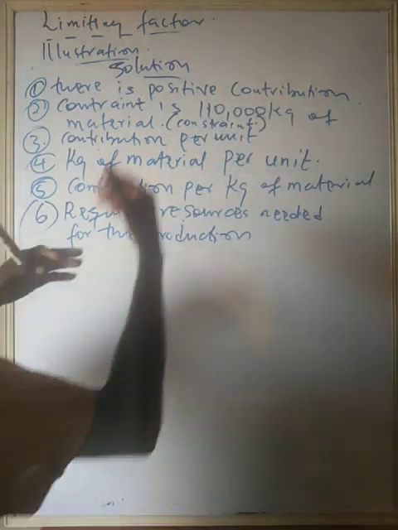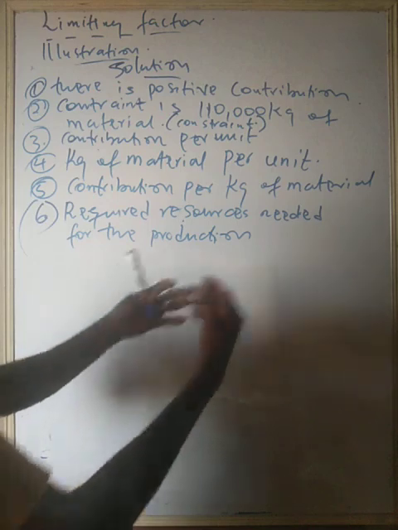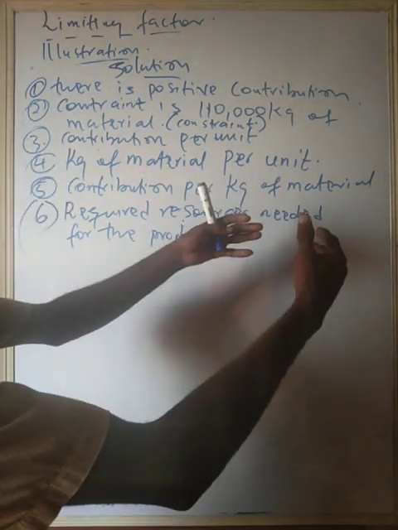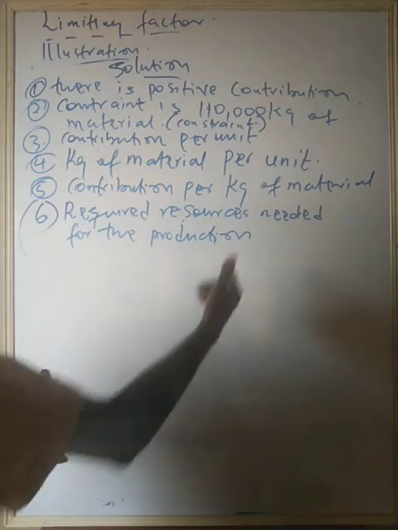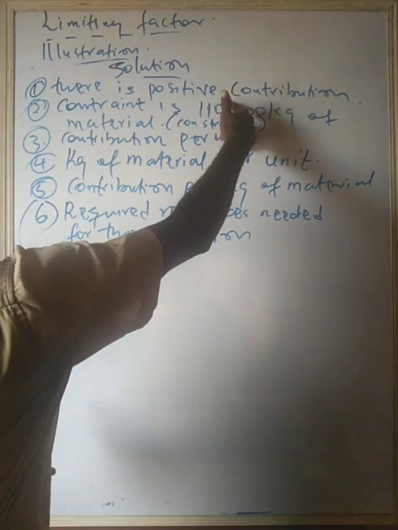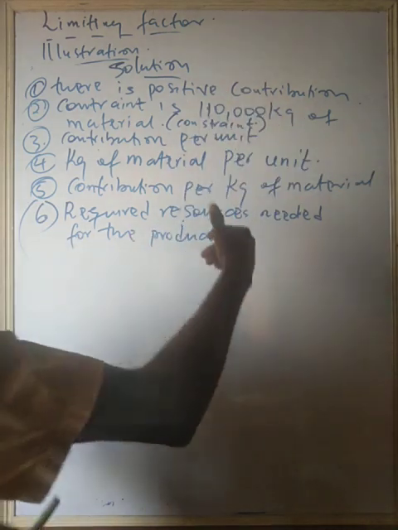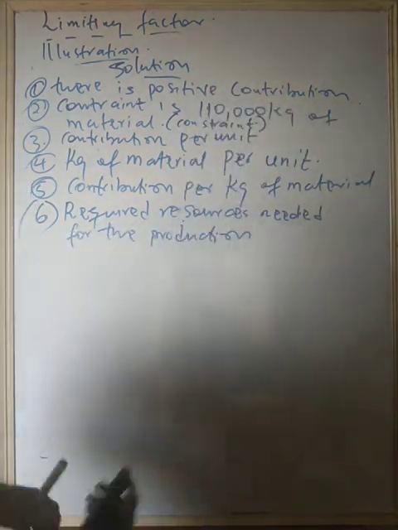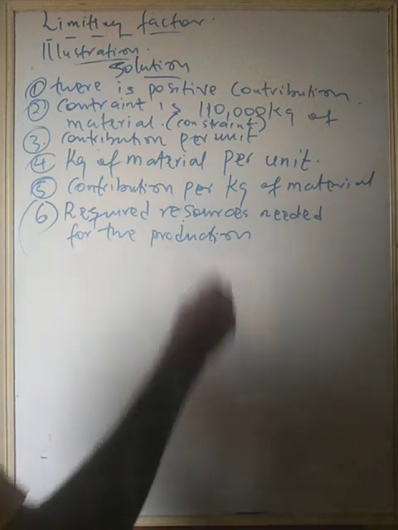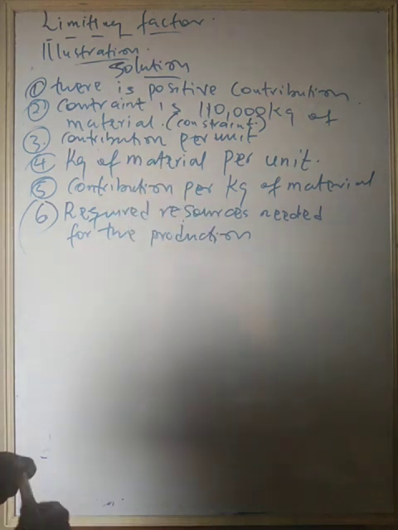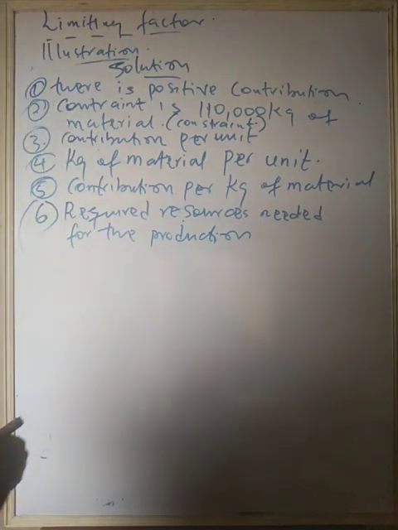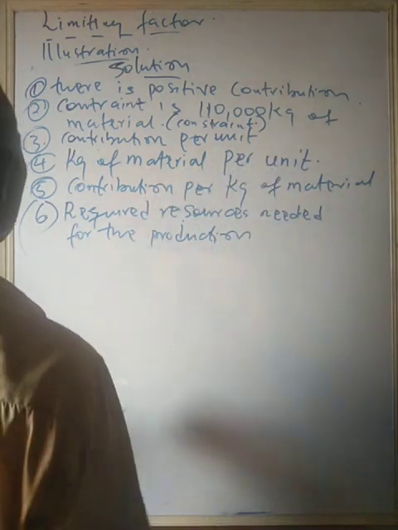Then you now know whether, once you have the positive contribution, you should continue with production of it or not. If the required resources is the same as the available resources, then we can continue. But if the required resources is more than the available, that means you have to what? You have to do the calculation by ranking the contribution per limiting factor. So let's do the required resources now.